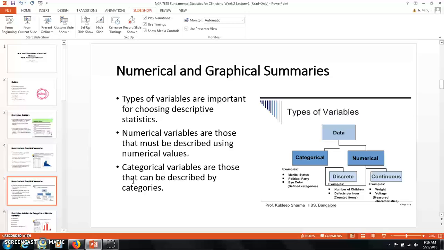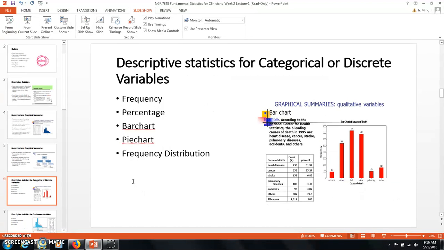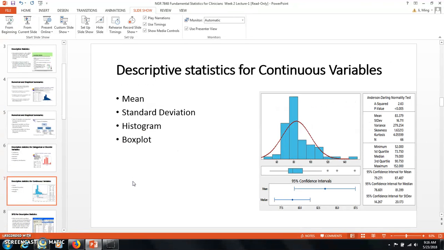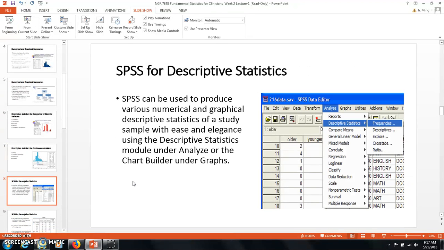When you have different types of variables, you need to find appropriate types of descriptive statistics. Descriptive statistics for categorical or discrete variables, commonly used ones are frequency, percentage, bar chart, pie chart, or frequency distribution. For continuous variables, commonly used are mean, standard deviation, histogram, or boxplot. And SPSS can be used to produce various numerical or graphical descriptive statistics of a study sample with ease and elegance. For example, you can use the descriptive statistics module under Analyze, or you can use the Chart Builder under Graphs.